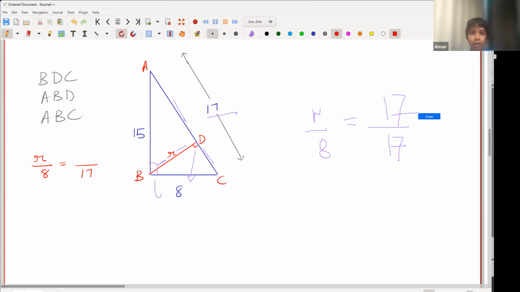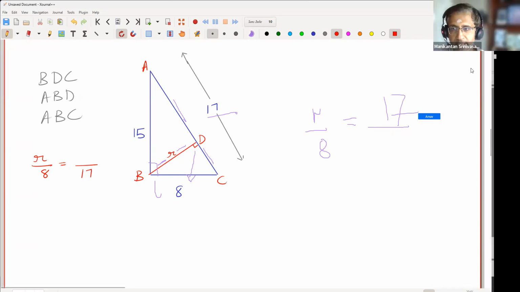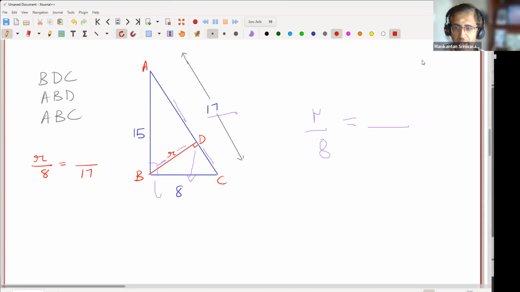My bad. One second, I'm doing something wrong. No, 17 is the denominator. Yeah, my bad. 17 is our denominator because 17 over here is our longest side. Even here the hypotenuse was the longest side. Here the hypotenuse is the longest side, so it's 17.